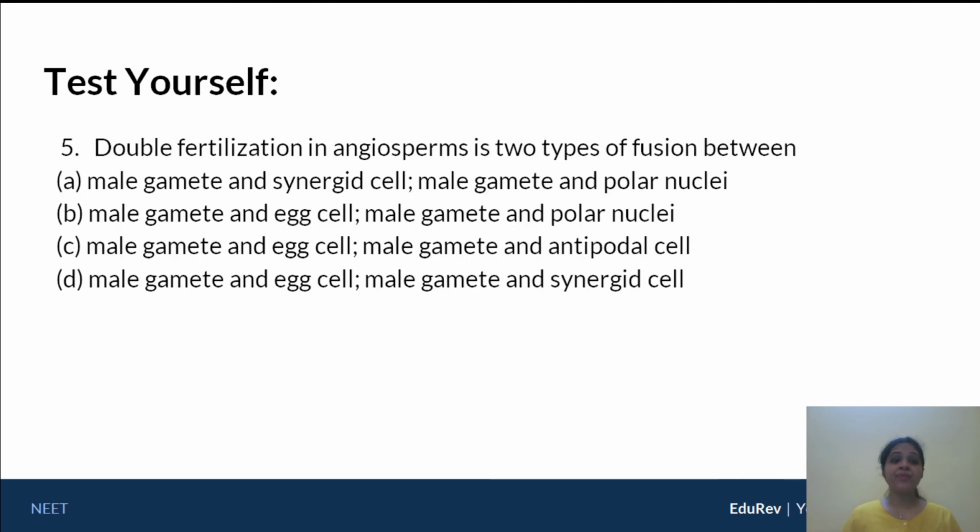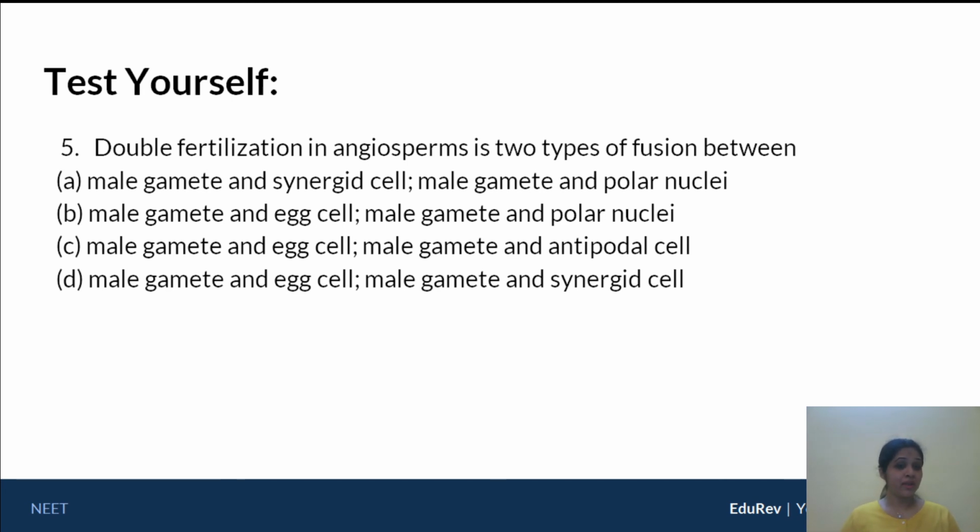Question number 5. Double fertilization in angiosperms is of two types of fusion between. So what does double fertilization contain? Option A. Male gamete and synergid cell, male gamete and polar nuclei. Now we know there is no fusion with the synergid, so that's out of the question. B. Male gamete and egg cell, male gamete and polar nuclei. Now we know that this is correct.